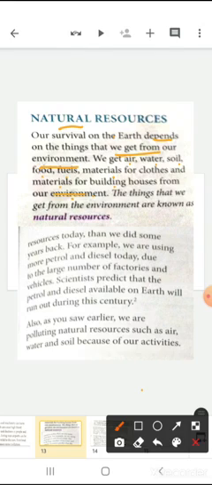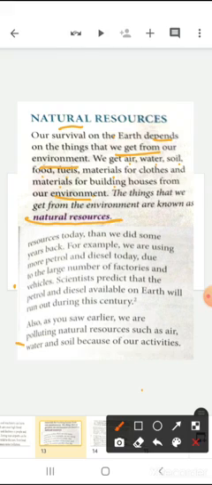All these things come from our environment. The things we get from the environment are known as natural resources. We are using more petrol and diesel today than we did some years back, due to the large number of factories and vehicles. Nowadays we are using everything in excess.